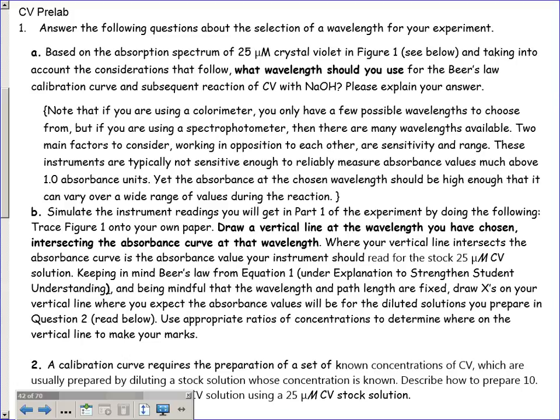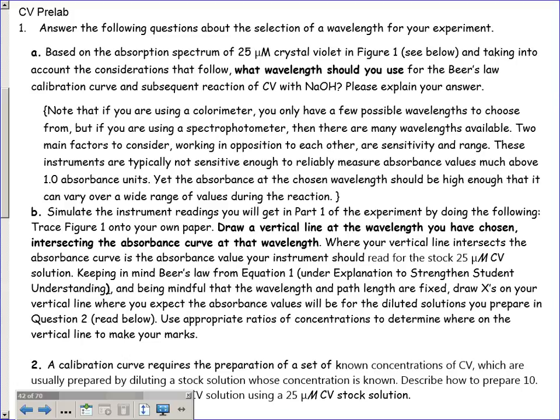You have to make a calibration curve of what? Of CV, right? So your very first thing is you're making 5 dilutions of CV. You're taking that 25 micromolar, and you're making 5, 10, 15, 20 micromolar concentrations, measuring the absorbance. Once you measure the absorbance, you have a calibration curve, and that's it.